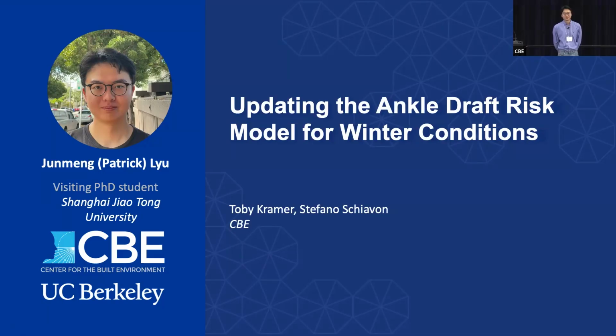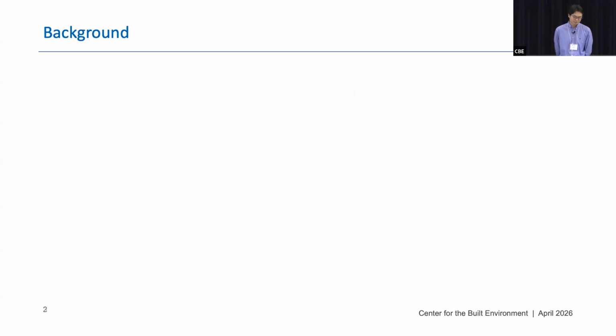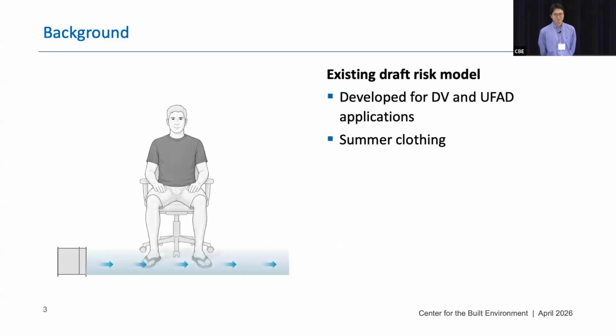It is my pleasure to share with you our latest research on updating the ankle draft risk model for winter conditions. Ankle draft is defined as unwanted local cooling of the ankle caused by air movement. In 2017, we developed the ankle draft risk model, and this model was later incorporated into ASHRAE Standard 55 as a design reference. However, this existing model was designed for displacement ventilation and UFAD applications in summer indoor cooling.